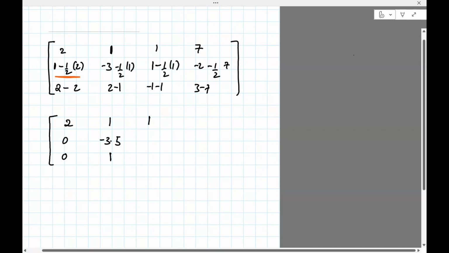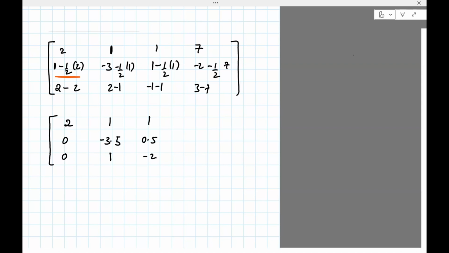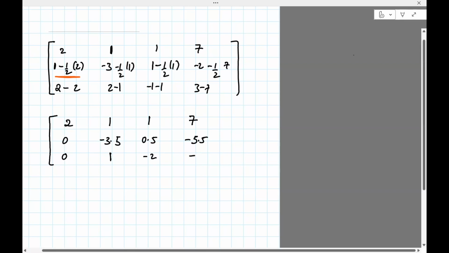The 1 in row 1, column 3 remains as is. 1 minus half is half, so 0.5. Minus 1 is minus 2. Then we have 7. So minus 2 minus 7 divided by 2, that's minus 3.5. So I think it's minus 5.5. And then 3 minus 7 is minus 4.